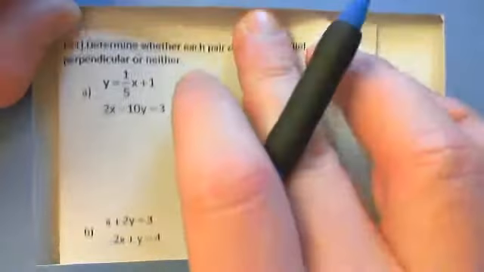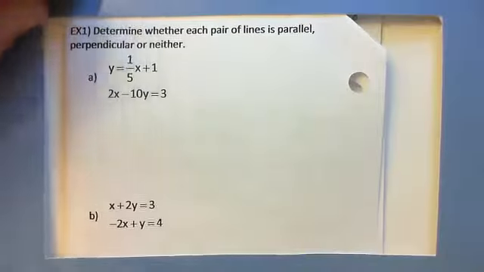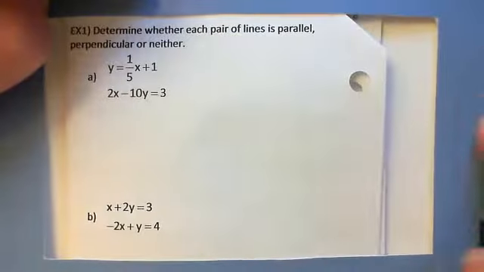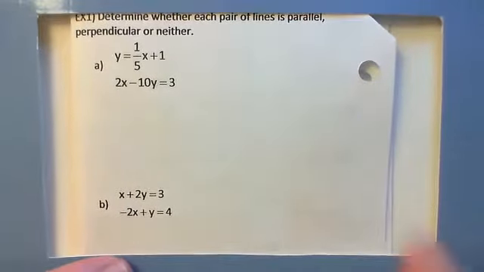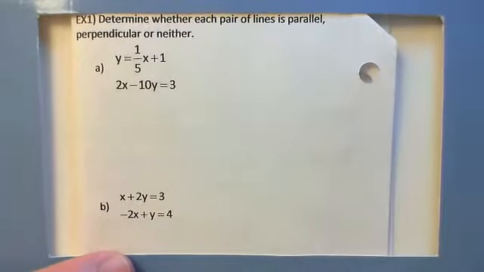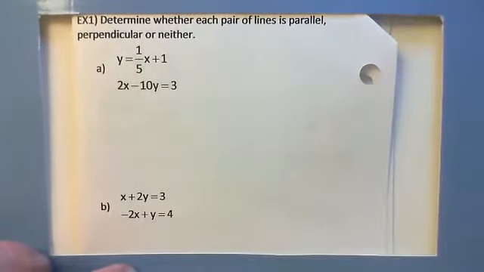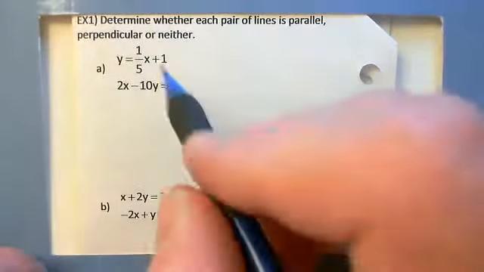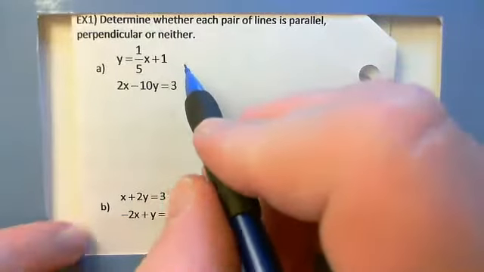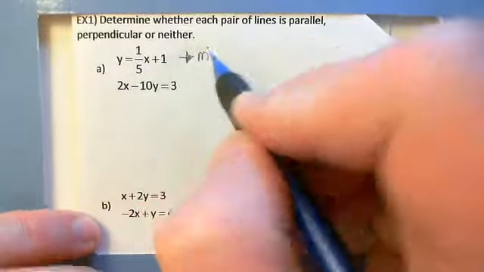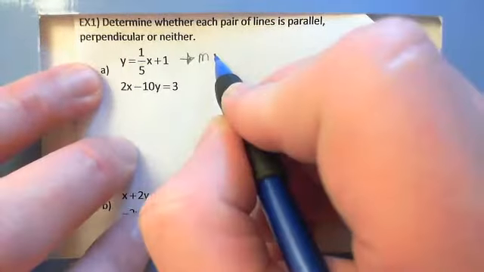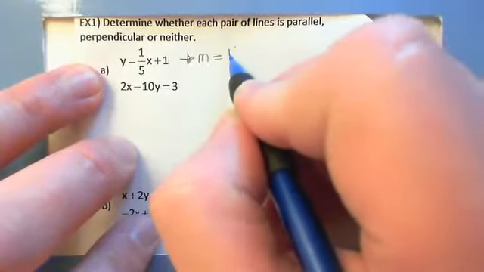Let's go on to the next slide of the page. So here now, we're going to talk about, suppose I have two equations, and I'm asked to determine if the lines are parallel, perpendicular, or neither. So basically what I'm going to do is find the slope of each equation. So here the y is alone, so the slope is going to be 1/5.